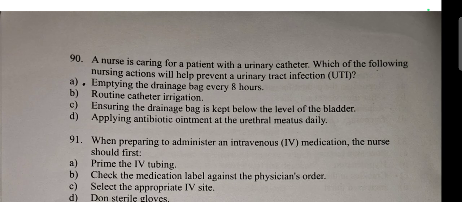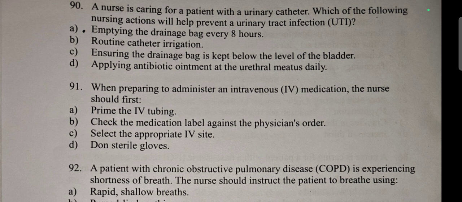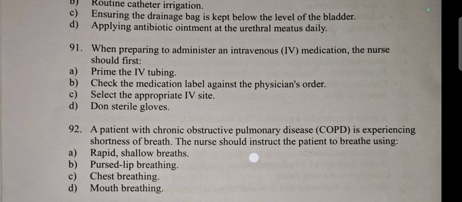Next, question number 90. A nurse is caring for a patient with urinary catheter. Which of the following nursing actions will prevent a urinary tract infection? The correct answer is option C. Then question number 91. When preparing to administer an intravenous medication, the nurse should first check medication label against the physician order. The correct option is option B.